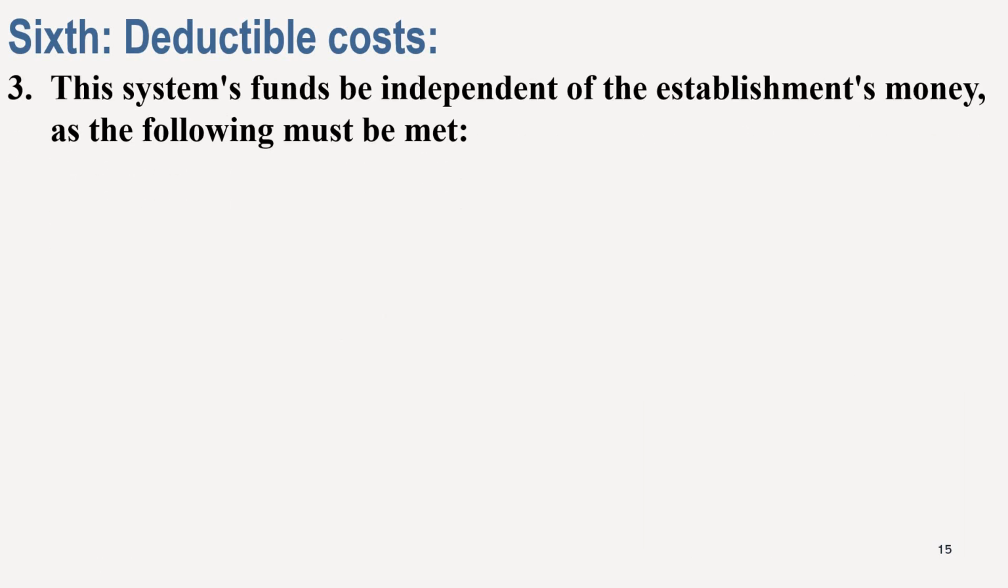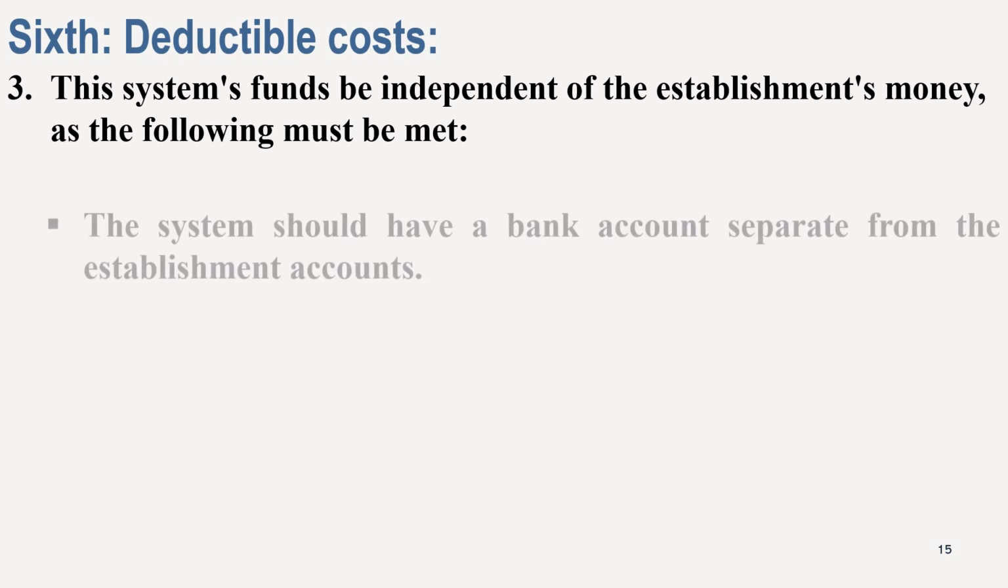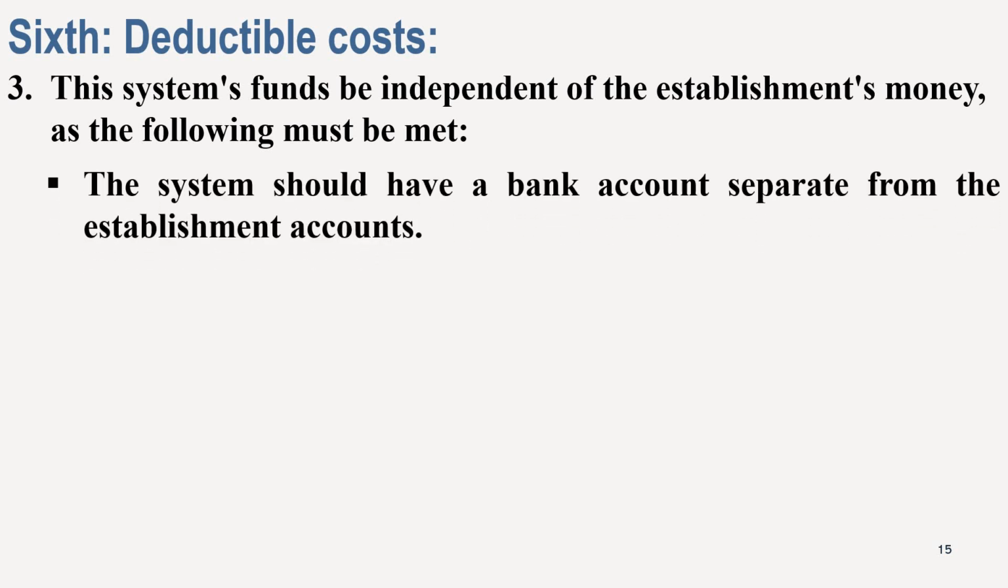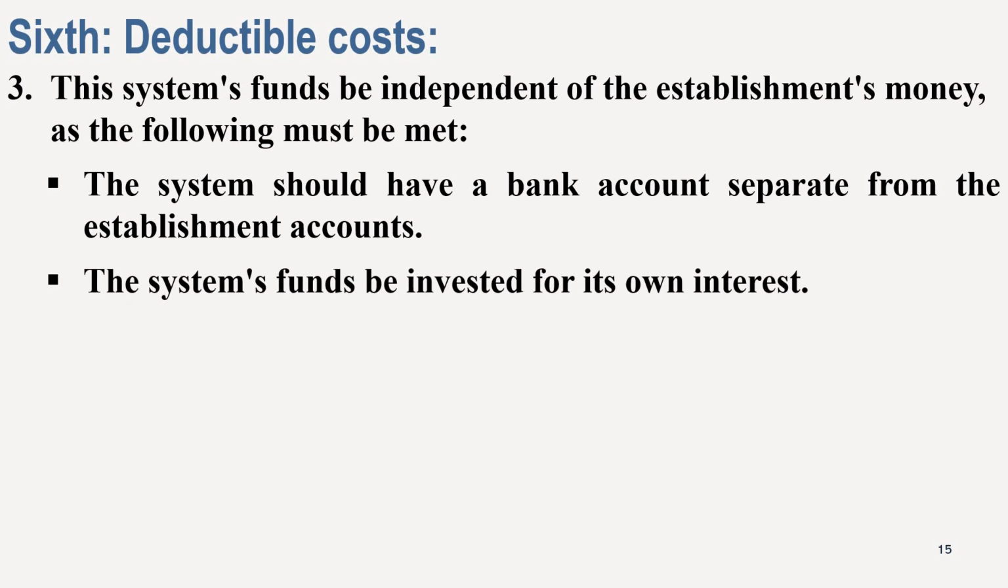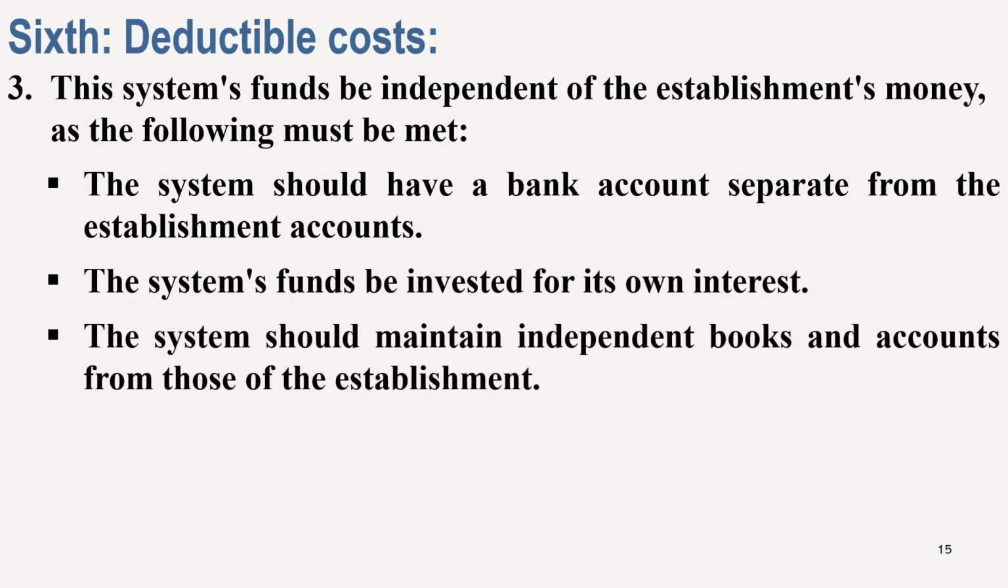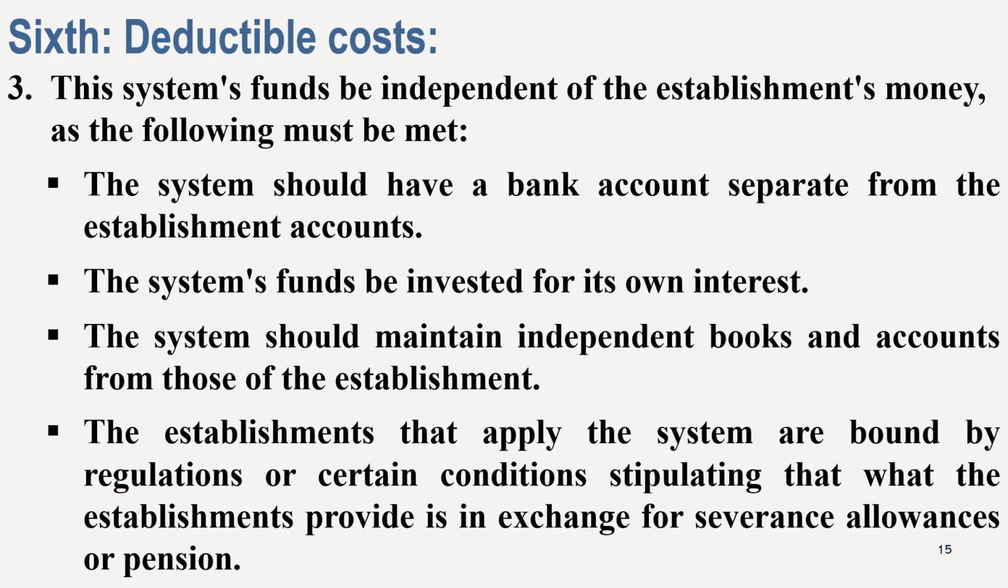System funds must be independent of the establishment's money, as the following must be met. System should have a bank account separate from the establishment's accounts. System funds invested for its own interests. System should maintain independent books and accounts from those of the establishment. Establishments that apply the system are bound by regulation or certain conditions, stipulating that what the establishment provides is in exchange for severance allowances or pension.